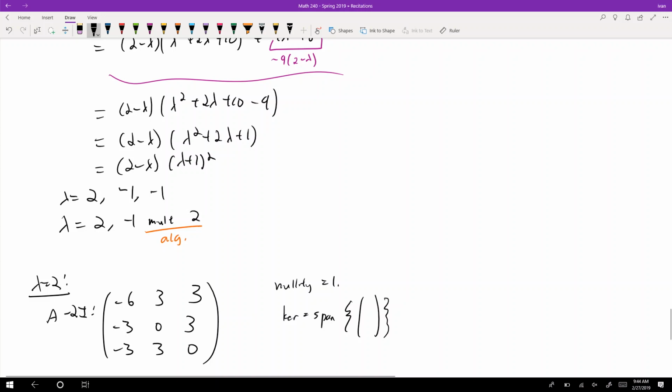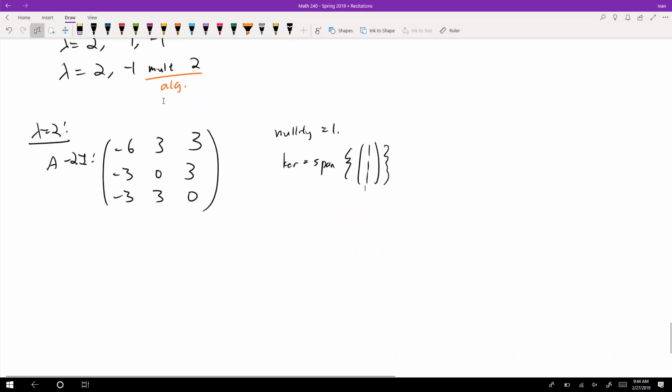What's an eigenvector? Yeah, 1, 1, 1. Okay. Kernel span 1, 1, 1. Okay, we're done. The nullity is 1. There's only one eigenvector there.